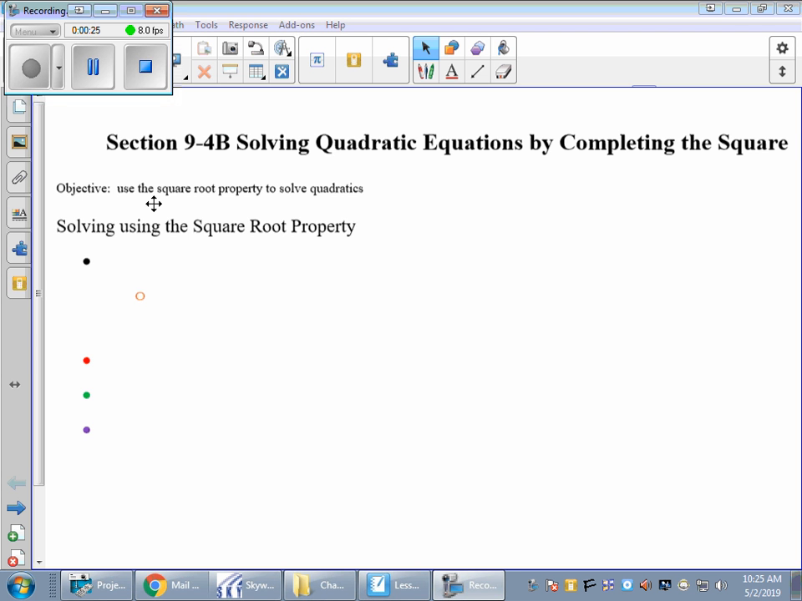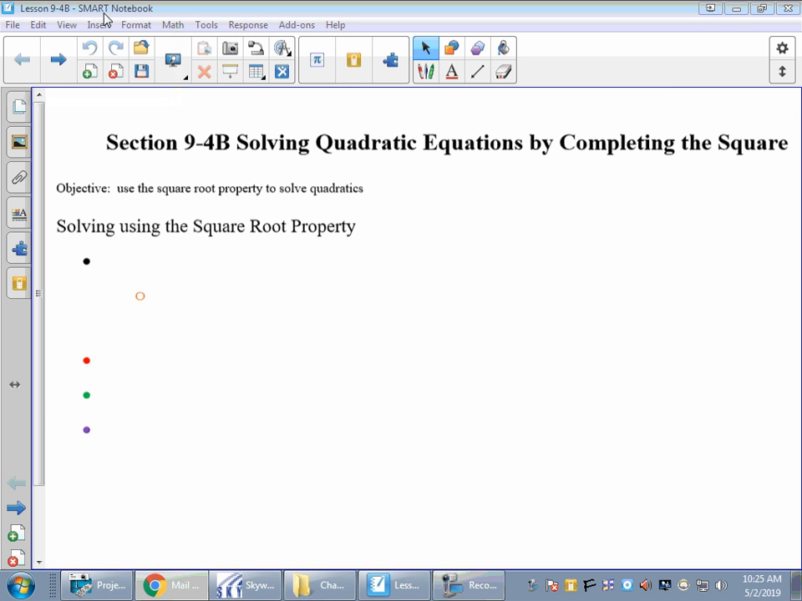Right, 9-4B. Today, solving quadratic equations by completing the square. So we already did that, and this is the second part of that section. And so we could have done either of these in either order. I just kind of chose to do completing the square first, and now we're going to go on to the square root property. So it should be short and sweet here. We're going to use the square root property to solve quadratics.